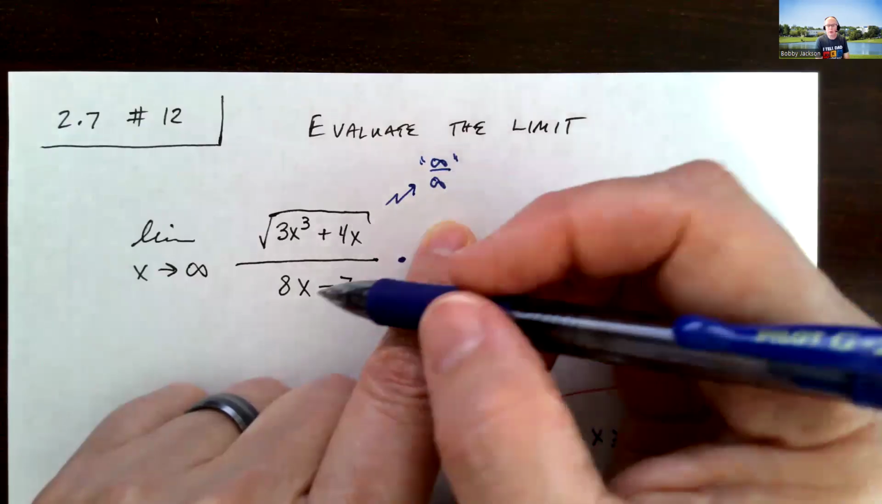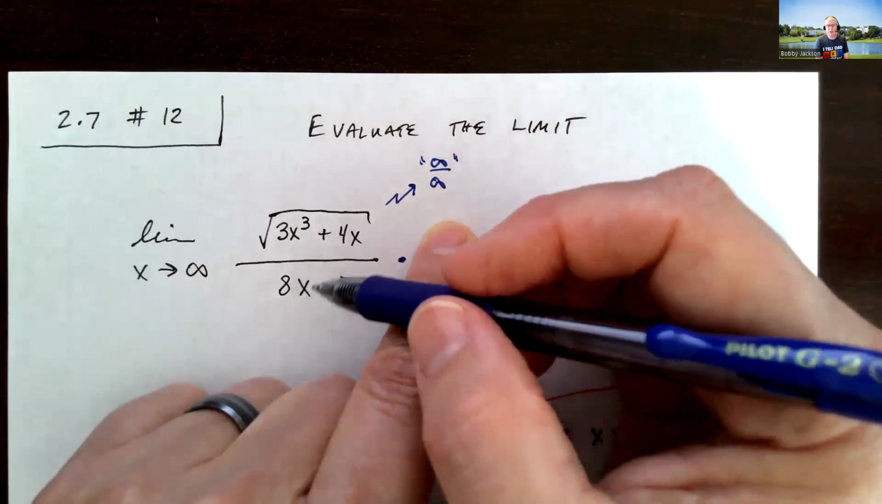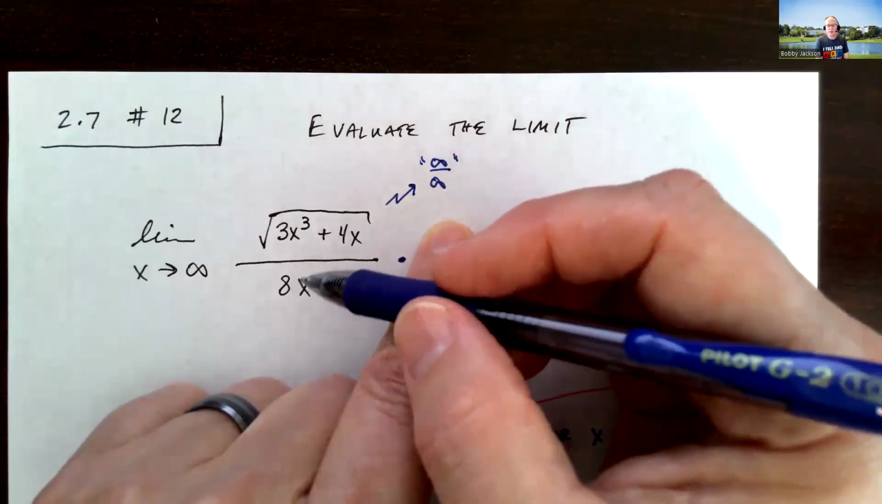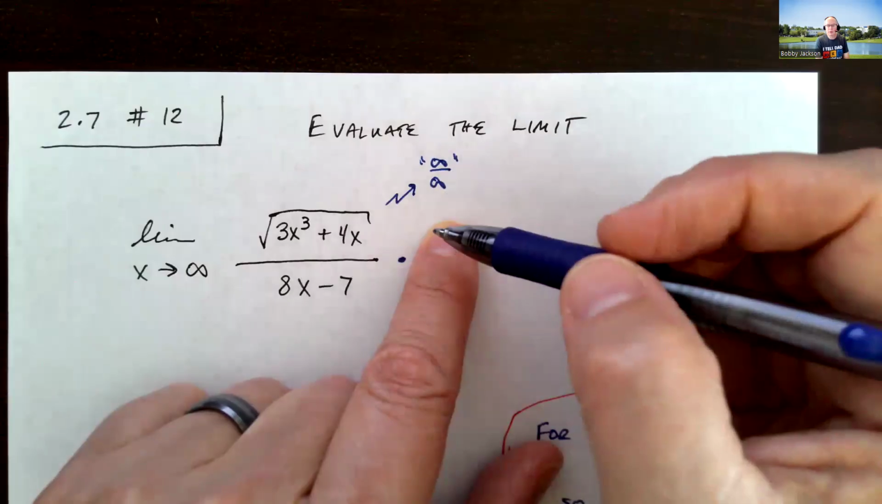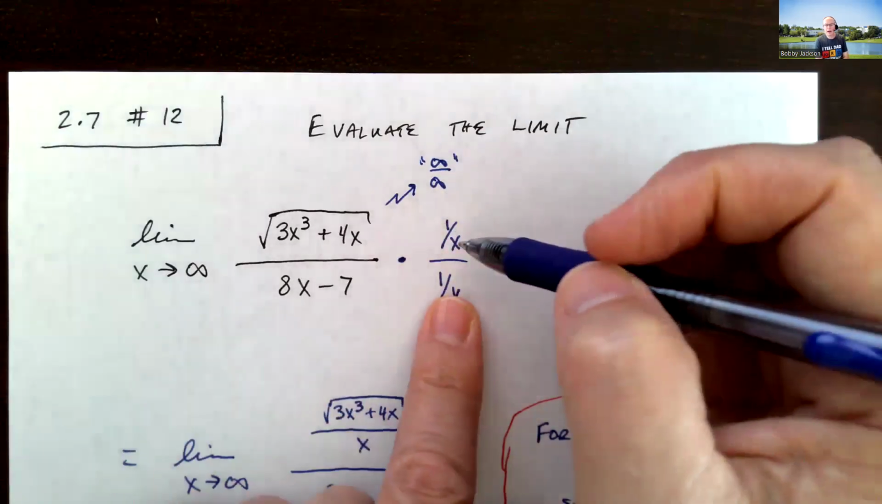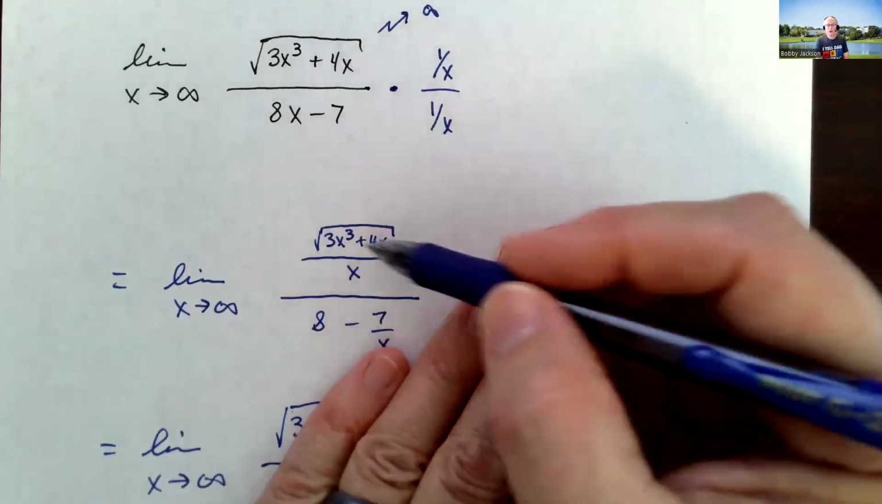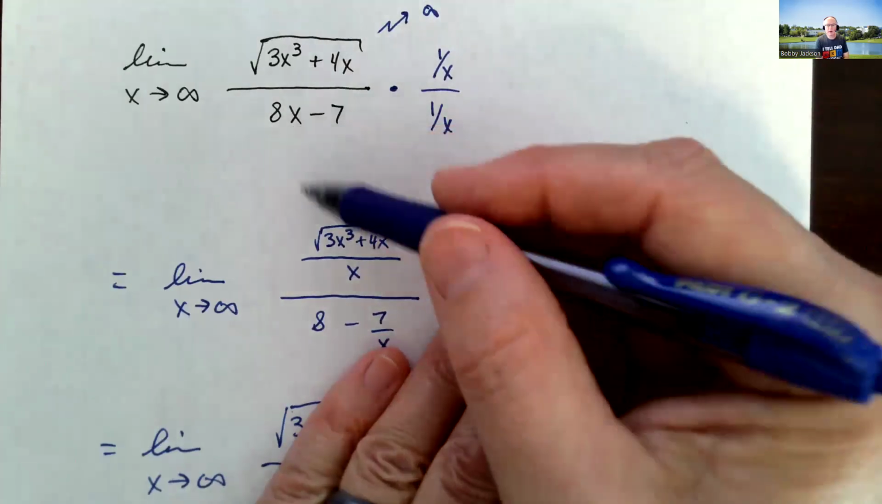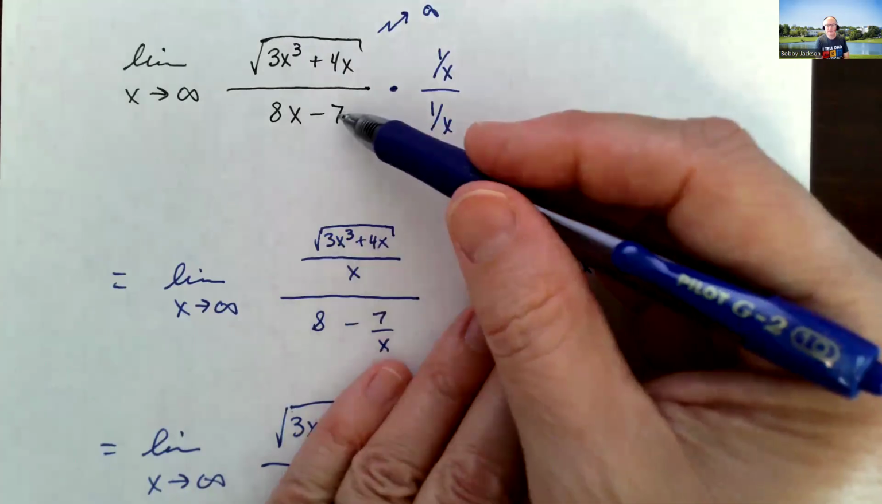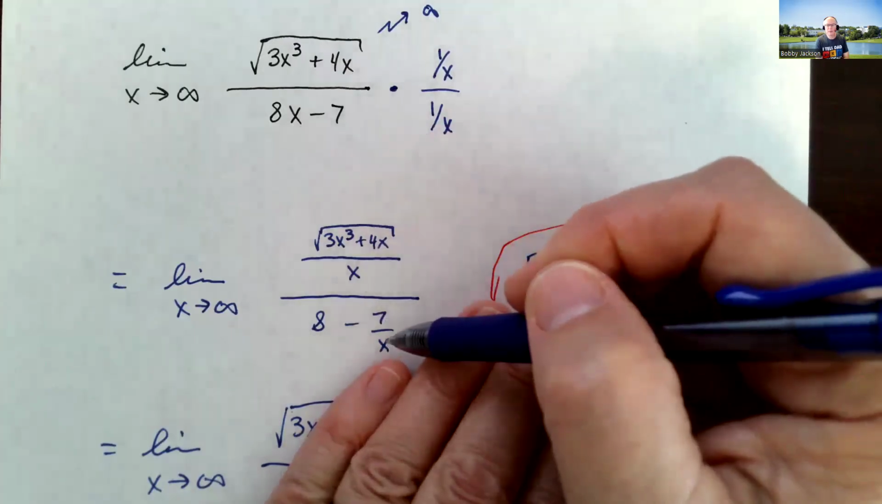And what I'm going to do is look in the denominator and see the highest degree term is x to the first power, right? And so I'm going to divide numerator and denominator by x. And so what I get is this right here. I'm going to divide this whole radical by x. 8x divided by x is 8. 7 divided by x is 7 divided by x.